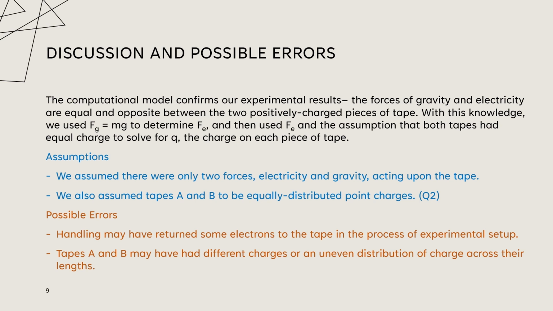And then for some possible errors, handling may have returned some electrons to the tape in the process of experimental setup. So the tape became electron poor after ripping it. And if we touch that region, then the tape could take some electrons away from my hand. And so that could have made the tape slightly less positively charged than it would have been otherwise. And then another possible error is that tapes A and B may have had different charges or an uneven distribution of charge across their lengths. So you have to remember we relied on the assumption that tapes A and B were equally distributed point charges and that they were equal. And that might not be the case. So that's another possible source of error.